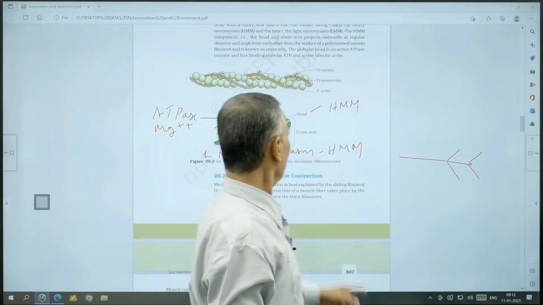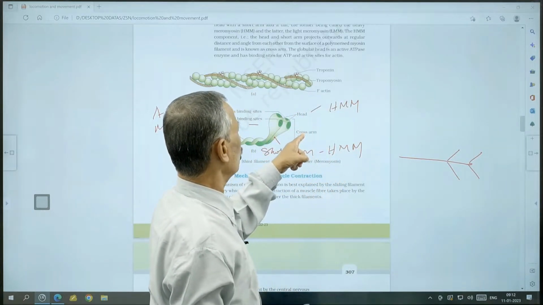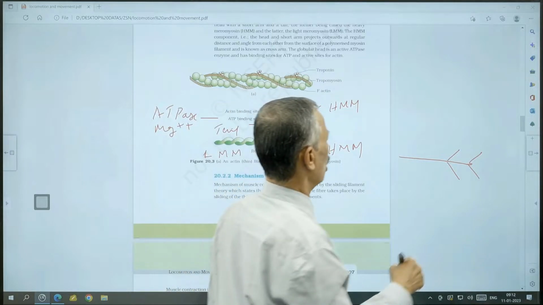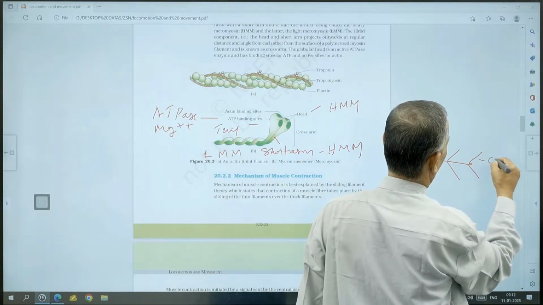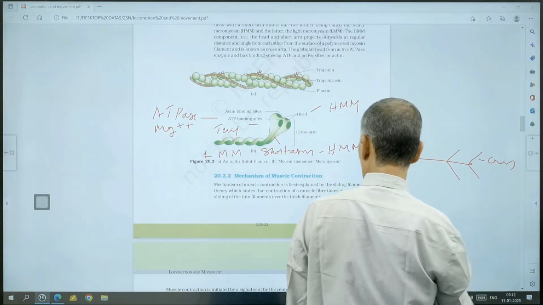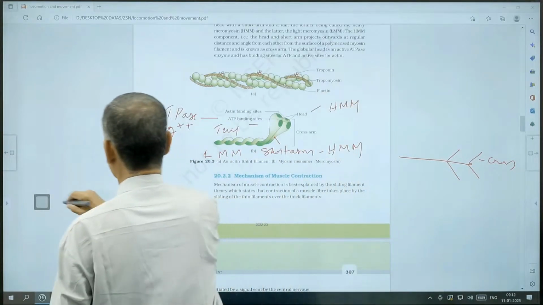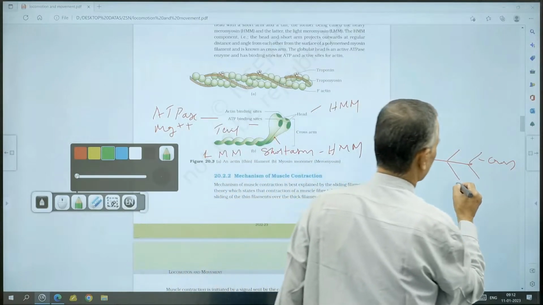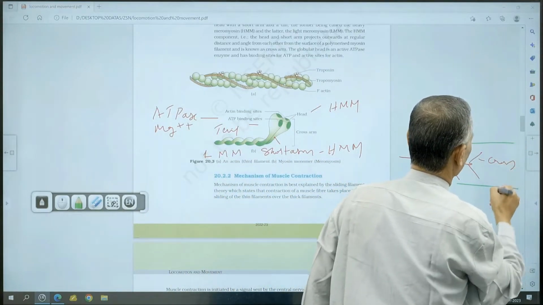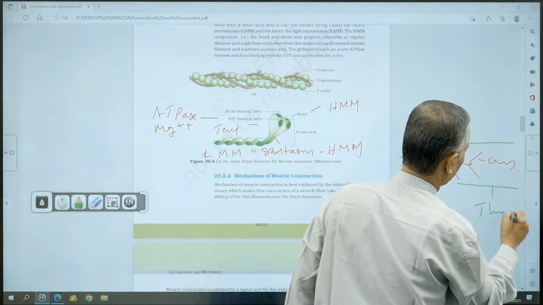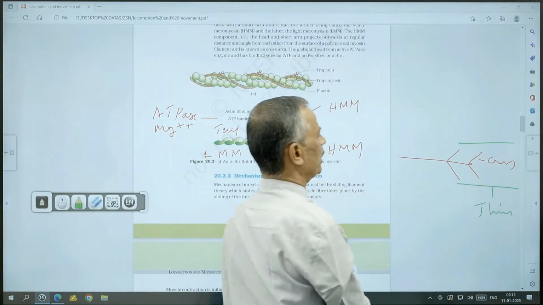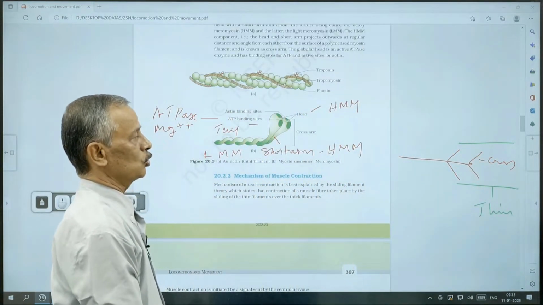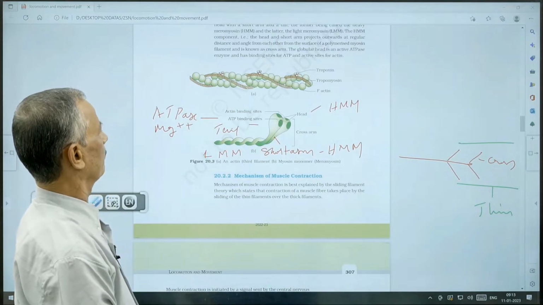Head as well as the short arm together is constituting what is called cross arm. This is the cross arm. It is with the cross arm that they are all attaching with the thin filaments. They come in contact with the thin filaments. Thick and thin filaments are coming in contact with each other through the cross arm.